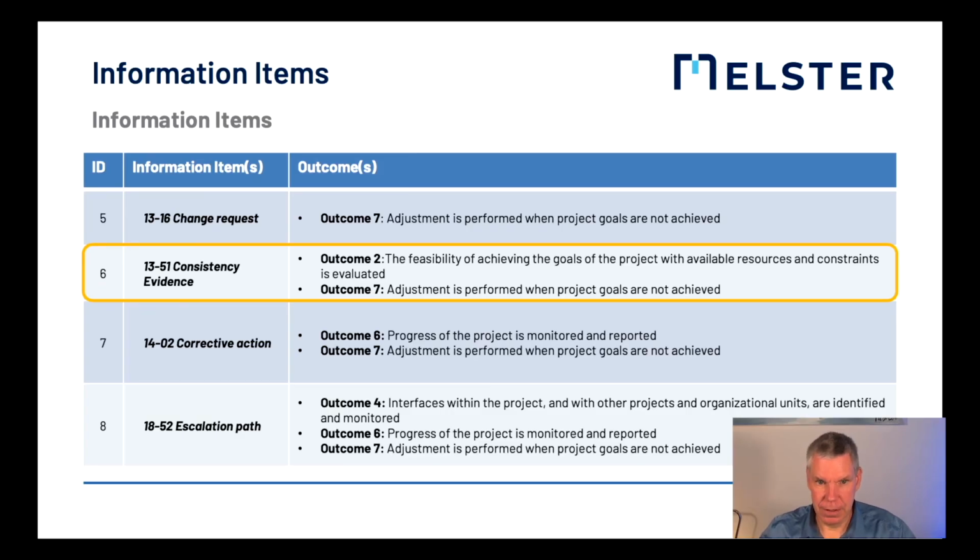Consistency evidence. This information item contributes to the feasibility outcome and to the adjustment outcome. Even though the establishment of consistency is not mentioned in the purpose nor in the outcomes, there's a base practice which expects that consistency across all documents is established. This consistency check is at least done at 2 stages in the project lifecycle.